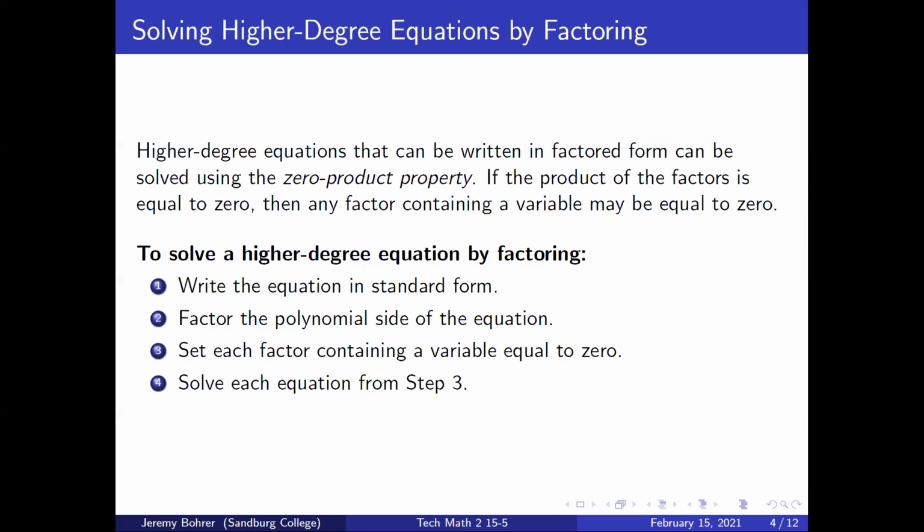Higher degree equations that can be written in factored form can be solved using the zero product property. If the product of the factors is equal to 0, then any factor containing a variable may be equal to 0. To solve a higher degree equation by factoring, first write the equation in standard form, then factor the polynomial side of the equation, set each factor containing a variable equal to 0, and solve each equation from step 3.